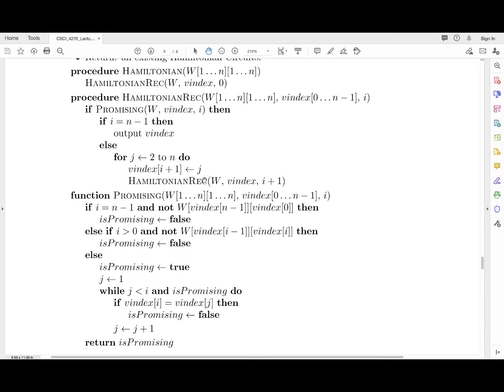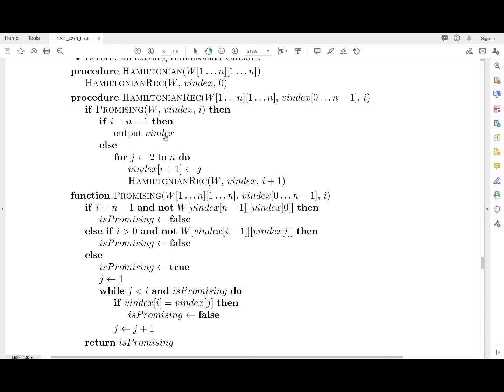Similar to other backtracking algorithms, we have a promising function, the promising part, and also the main part of the algorithm. If a node in the state space tree is promising, it checks whether we have already visited all the nodes, so that's i is equal to n minus 1, because the first node and the end node are both the same, which is why we are comparing with n minus 1, the number of nodes minus 1.